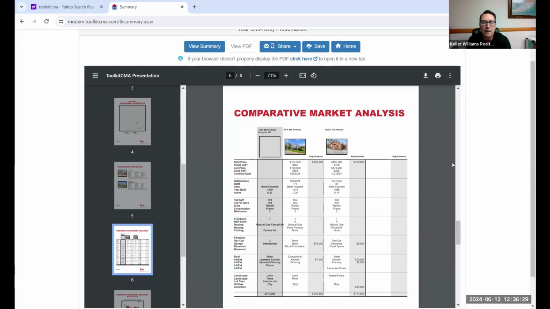Now, actually, that'd be minus 8,200 because you're making the deduct. You're making that comparable like your subject house. So we would take that off there. So your price might end up being a little less, but in the grand scheme of things, it's going to be a few $1,000s less, not that big of a deal.